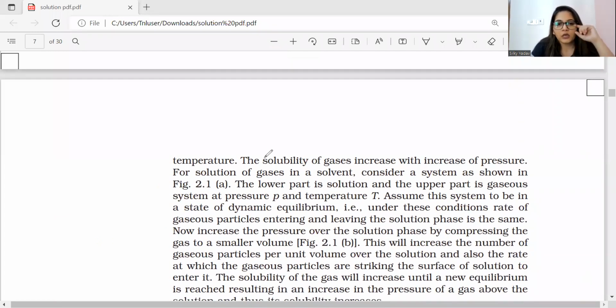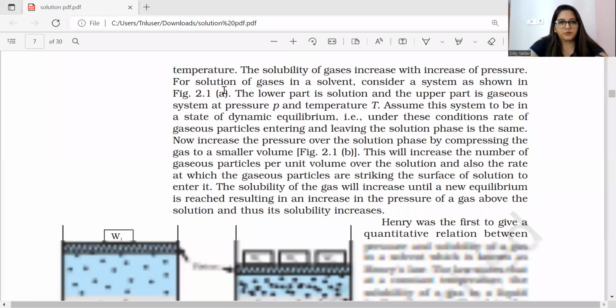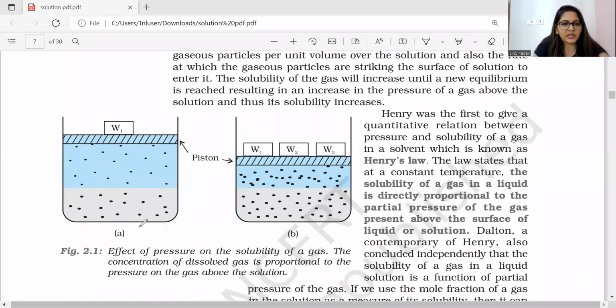So now see, the solubility of a gas increases with increase of pressure. For the solubility of a gas in a solvent, consider a system as shown in this figure 2.1. The lower part of this, okay, I'll show you this and then I'll explain. Now see in this, this is container 1. Let's say this is figure A and this is figure B. So if we see figure A, this is the liquid part, right? This is the liquid part, and these are the gas particles, right?